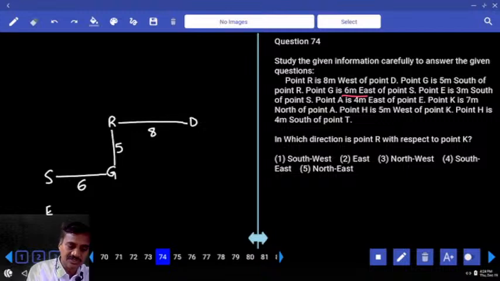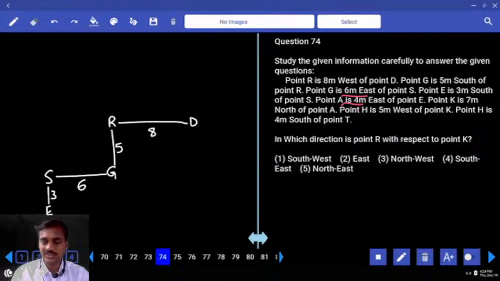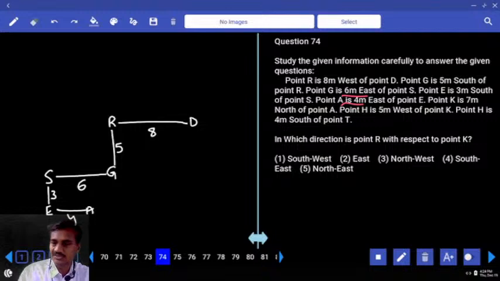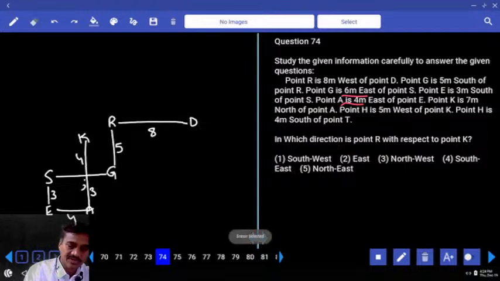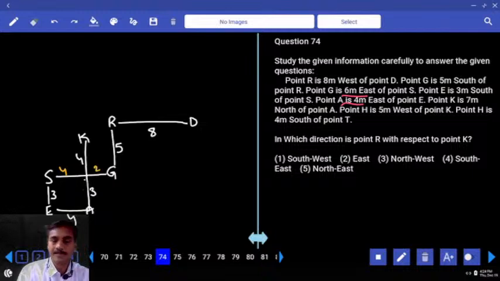And E is 3 meters to the south of S. Now this is E. The distance between these two is only 3 meters. And A is 4 meters to the east of E. Now the distance between E and A is 4 meters. And K is 7 meters to the north of A. As K is 7 meters to the north of A, it is 3 plus 4, 7. Out of these 6, what is left over here? 4 and 2. Now this is 4 and this is 2.